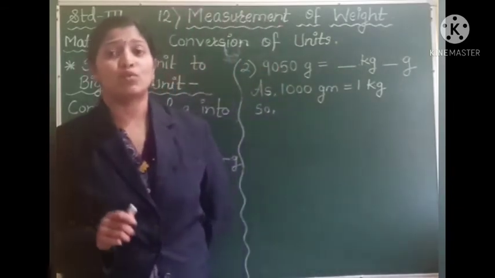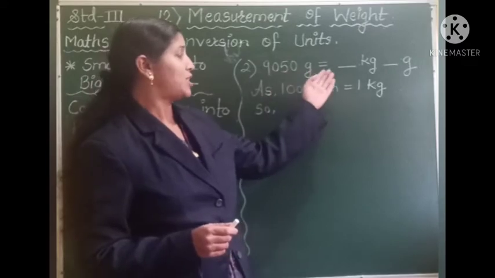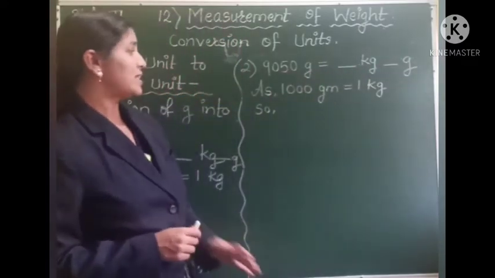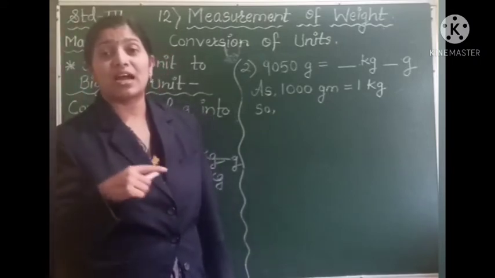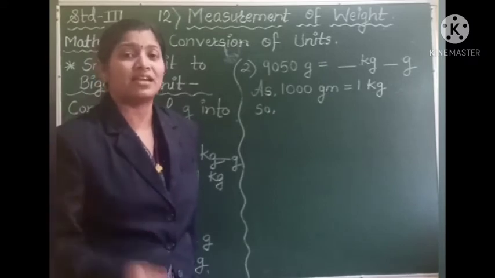We will solve one more example. Here you can see 9050 gram is equal to dash kg dash gram. So students, now we have to convert this gram into kg and g, that is kilogram and gram.